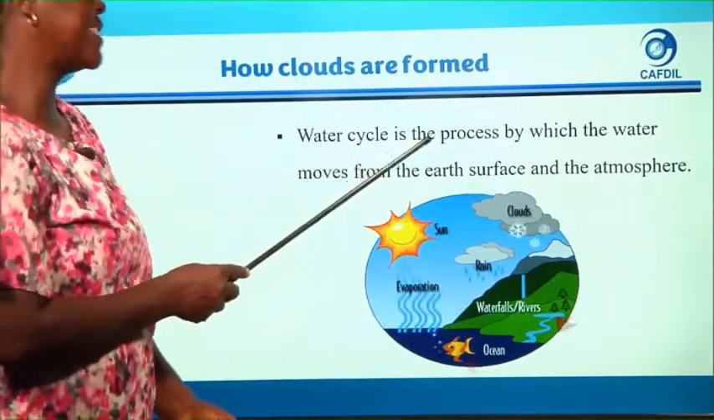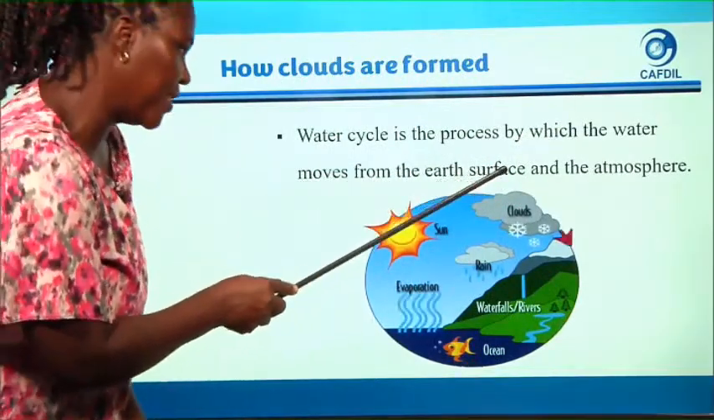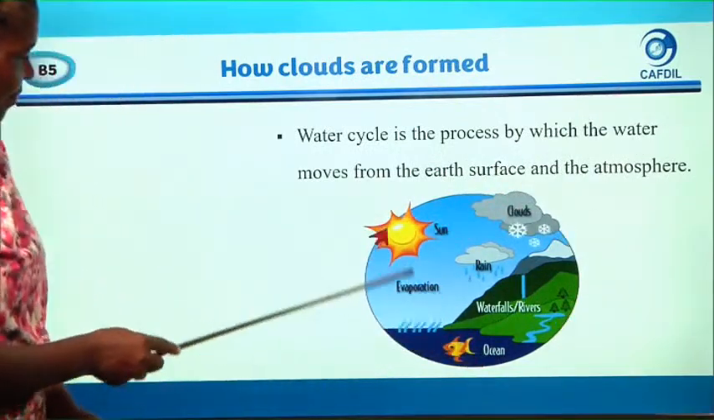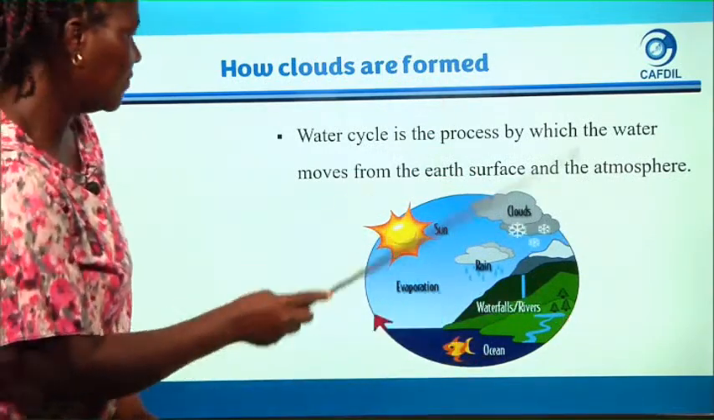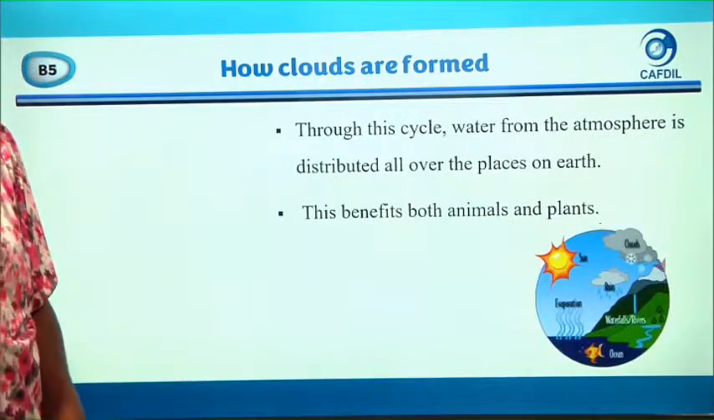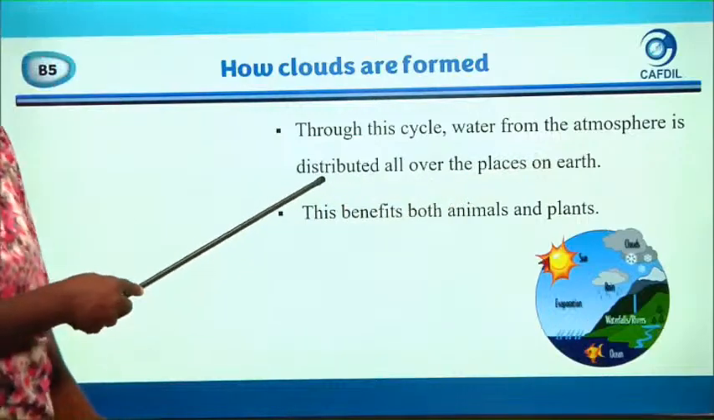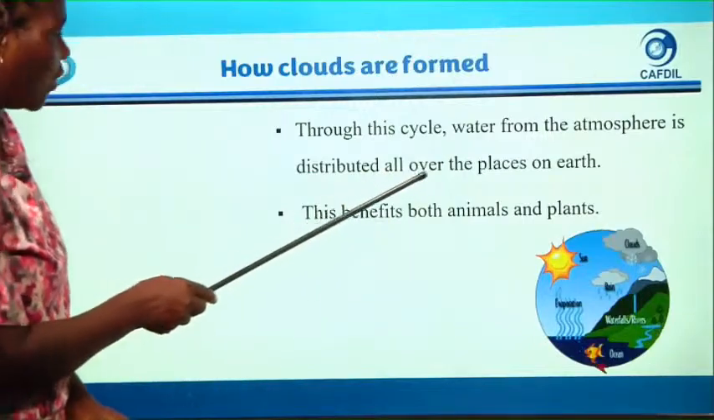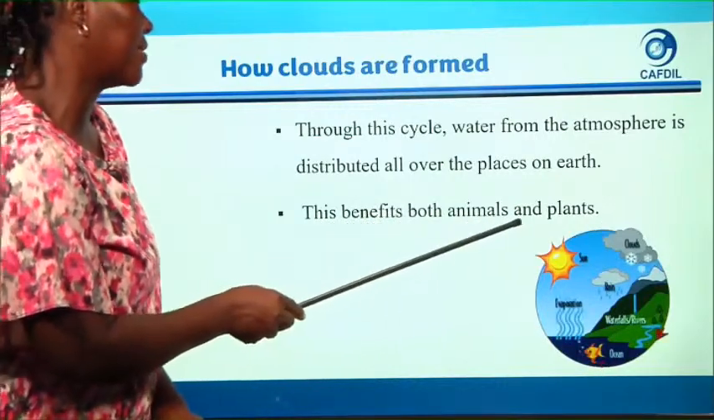Water cycle is the process by which water moves between the Earth's surface and the atmosphere. As we can see, we have oceans and waterfalls, so water will leave the surface and go into the atmosphere. Through this water cycle, water from the atmosphere is distributed all over the places on earth.